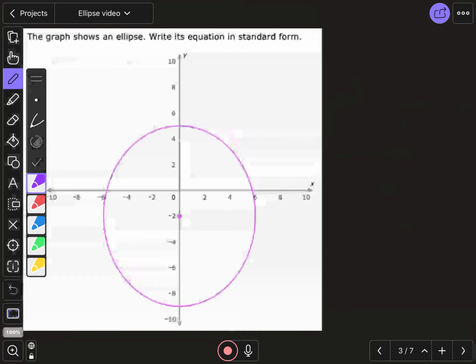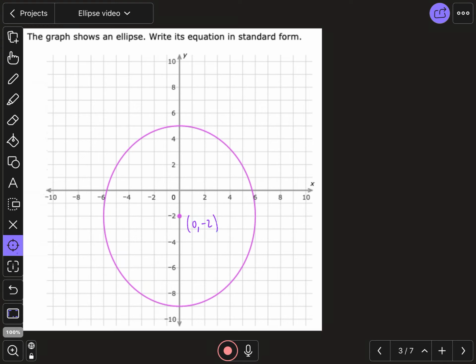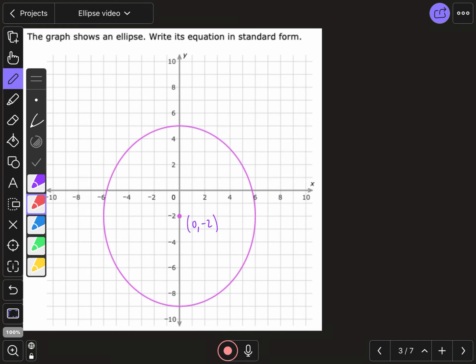So what I notice here right off the bat is that the center is no longer on the origin. So I want to find my h and my k. In this case, h is 0 and k is -2. Next thing I want to look for is a or b. It looks like this one goes further in the y direction. So as I go from the center here, from -2 to 5 is 7. And from 0 to -6 is 6. So yes, it's longer in the y direction.